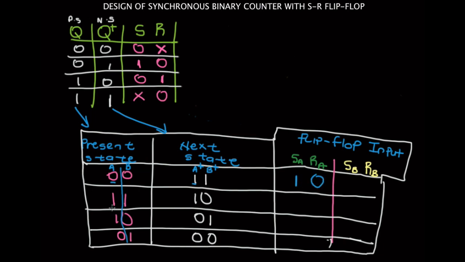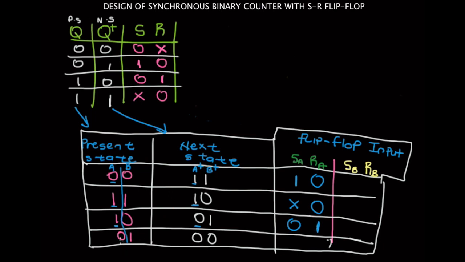So let's come here, we see that our A is 1 and our A plus is 1. So that means our S_A is X and our R_A is 0. And let's come here, we see that our A is 1 and our A plus is 0. Our present state 1, next state 0. Our S is 0 and our R is 1.